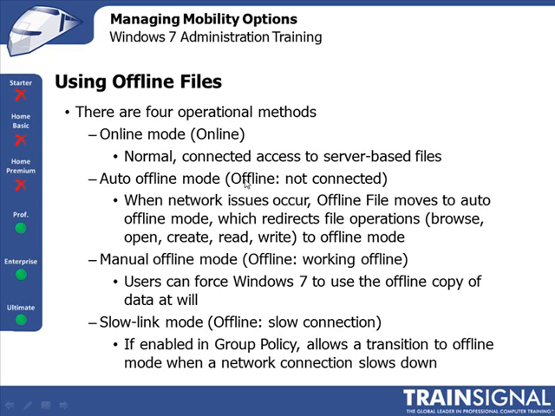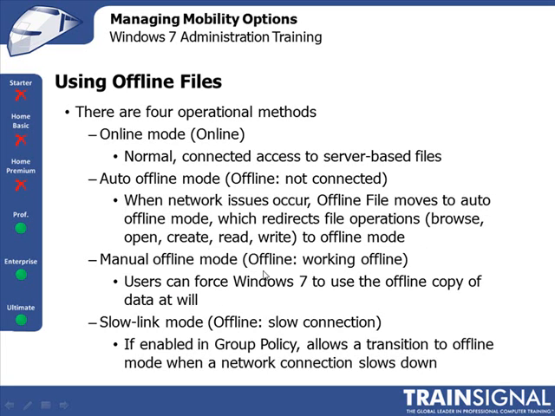Auto offline mode, which will be denoted by offline not connected, which you'll see later on, will happen when network issues take place. For example, suppose you're working in the office and you lose connectivity with the server. Well, when these network issues occur, Offline Files moves to this auto offline mode, which redirects file operations such as browse, open, create, read, and write operations to the offline copy of the file.